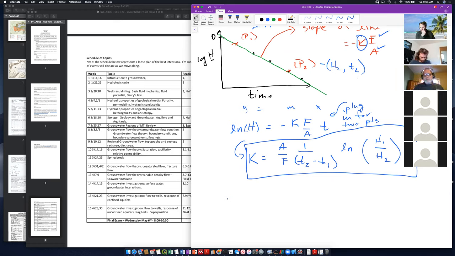And A, we just get from the cross-sectional area. And F, we're going to get from a table.